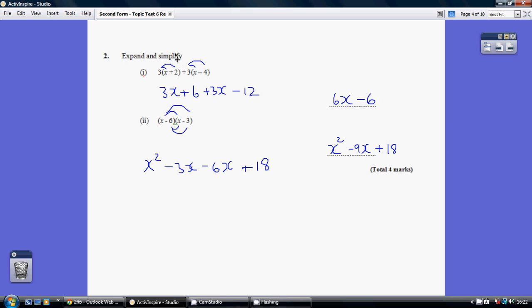We then need to simplify, so gathering up our x's, 3x and 3x is 6x. And then be careful with the number line here. 6 minus 12 is minus 6.